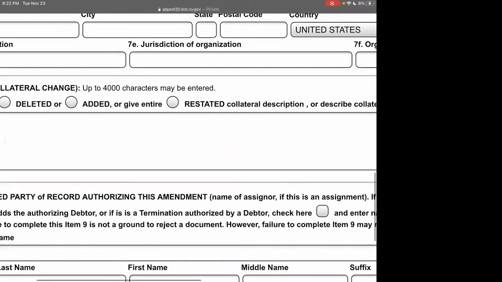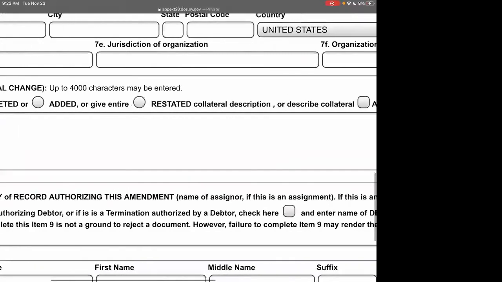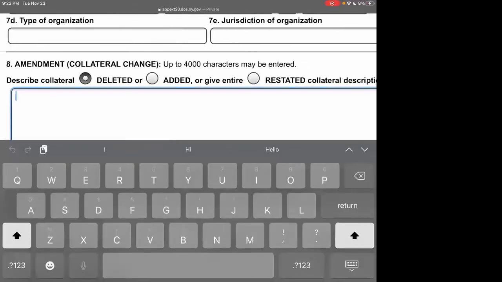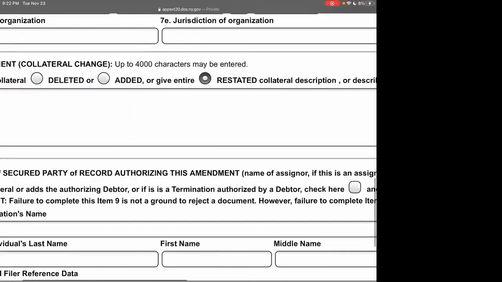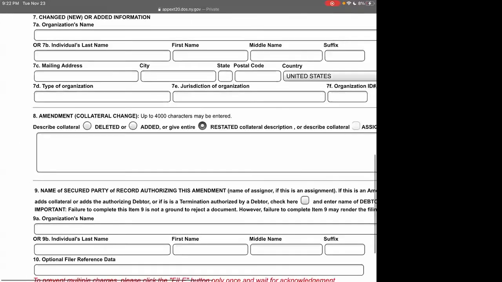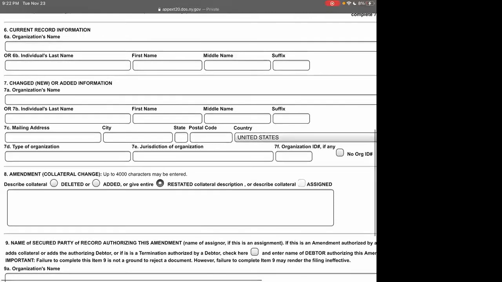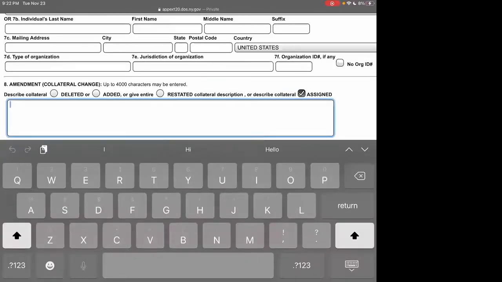We're on section 8, collateral change. So it's either deleted, added, restated, or assigned. You click deleted, and then you would describe which collateral was deleted. Or if you add something, this is how you're going to do that. If you're restating it because, for example, you're changing the name or you're adding the name of somebody else, and you're just restating the collateral, that's what that's for. And if you're assigning the collateral to somebody, this is what you're going to be clicking right here. Then you're going to describe the collateral that was assigned to them.